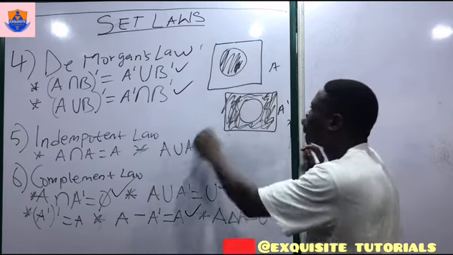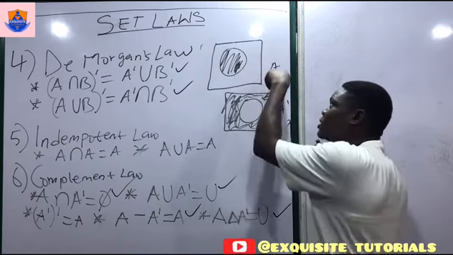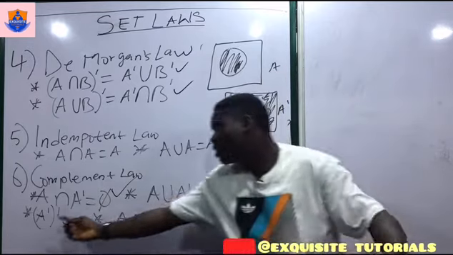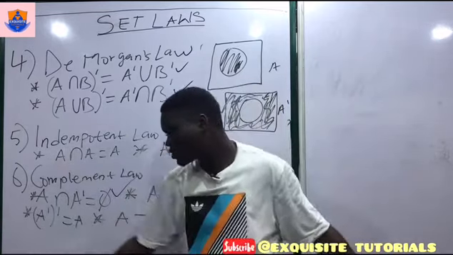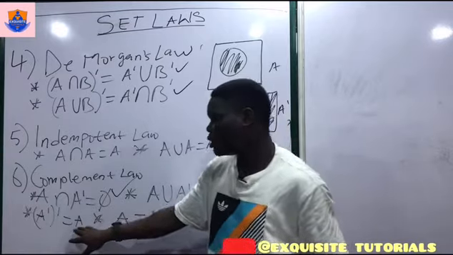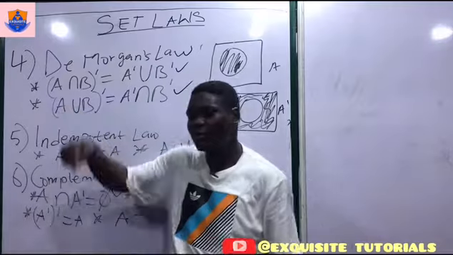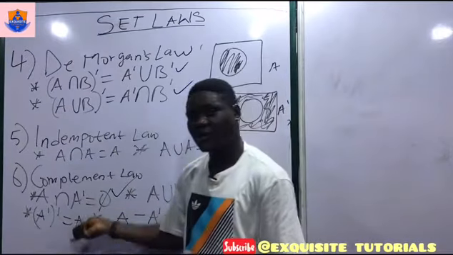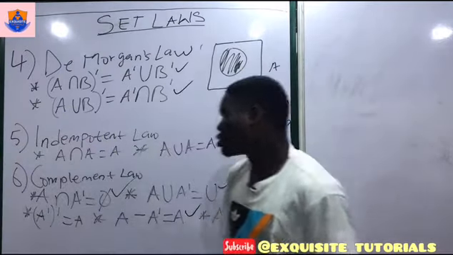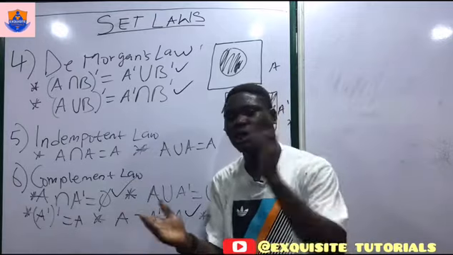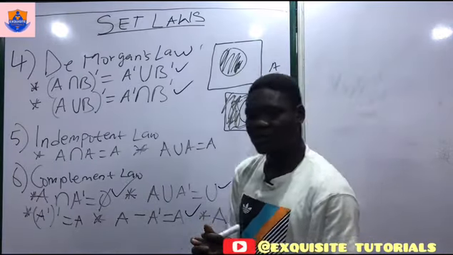That is why the complement of the complement of set A is the set A. The complement of the complement of the complement of A is actually the complement of A. While the complement of the complement of the complement of the complement of A is A, and so on. So that's for the sixth law. Let's move over to the last law of sets.